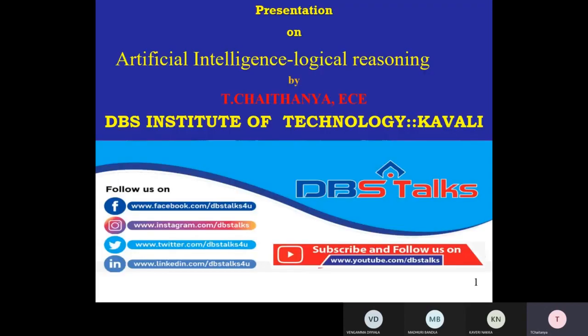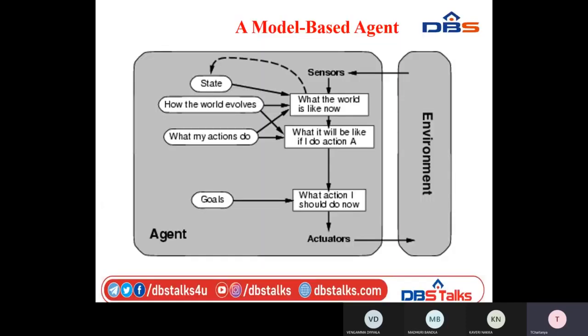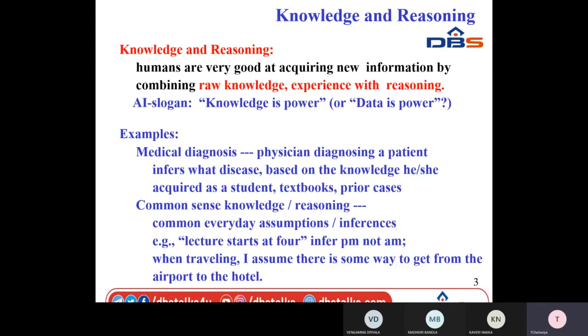Once again I am recalling for you: our second unit is logical reasoning. In that, the logical agent is the first concept. The logical agent gets data from the environment through the sensors, processes the information, and provides a response to the environment. Just as how a human thinks and decides, the logical agent also gives a response to the environment. For that, knowledge and reasoning: humans are very good at acquiring knowledge and information, combining raw knowledge and experience with reasoning.